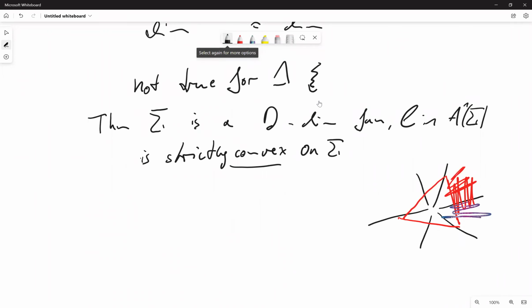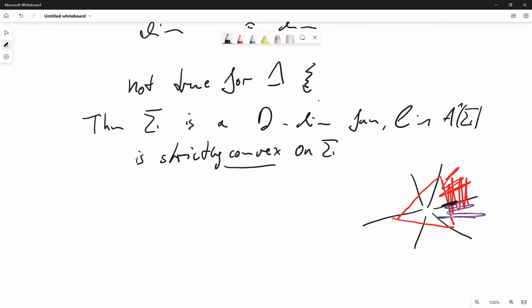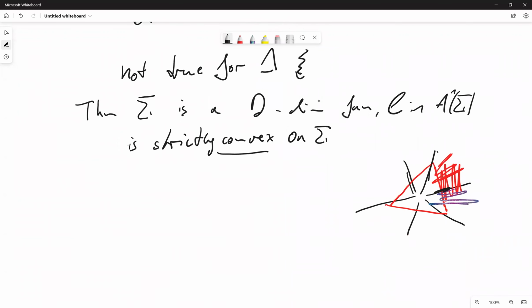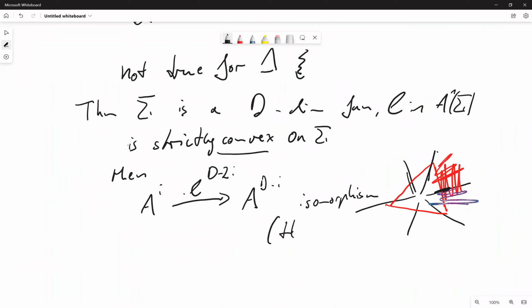So strictly convex means whenever you see a face, the function has to break. It has to be nonlinear. Whenever you see a ray, you have to be nonlinear. So that's strictly convex. Then what we have is that we had this isomorphism between A^i and A^(d-i), but we have it now in a stronger sense, meaning that we have this L^(d-2i), and this multiplication takes us from there to there, and this is an isomorphism. And this is what is called the Hodge-Lefschetz property. This is one key fact.